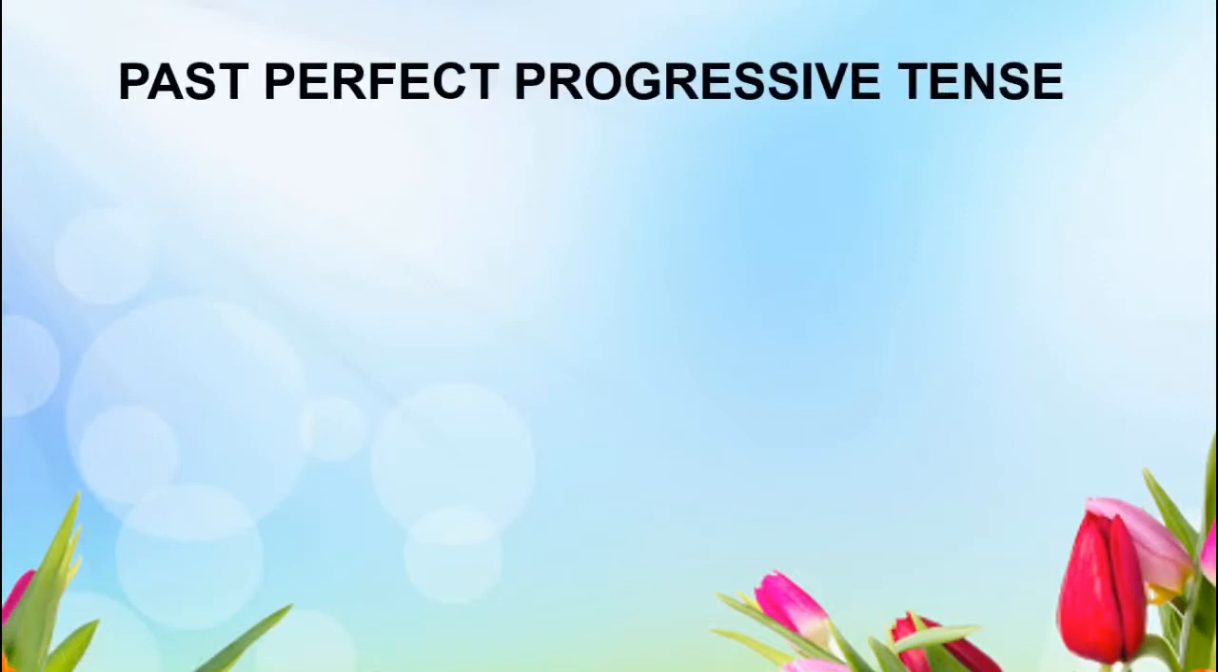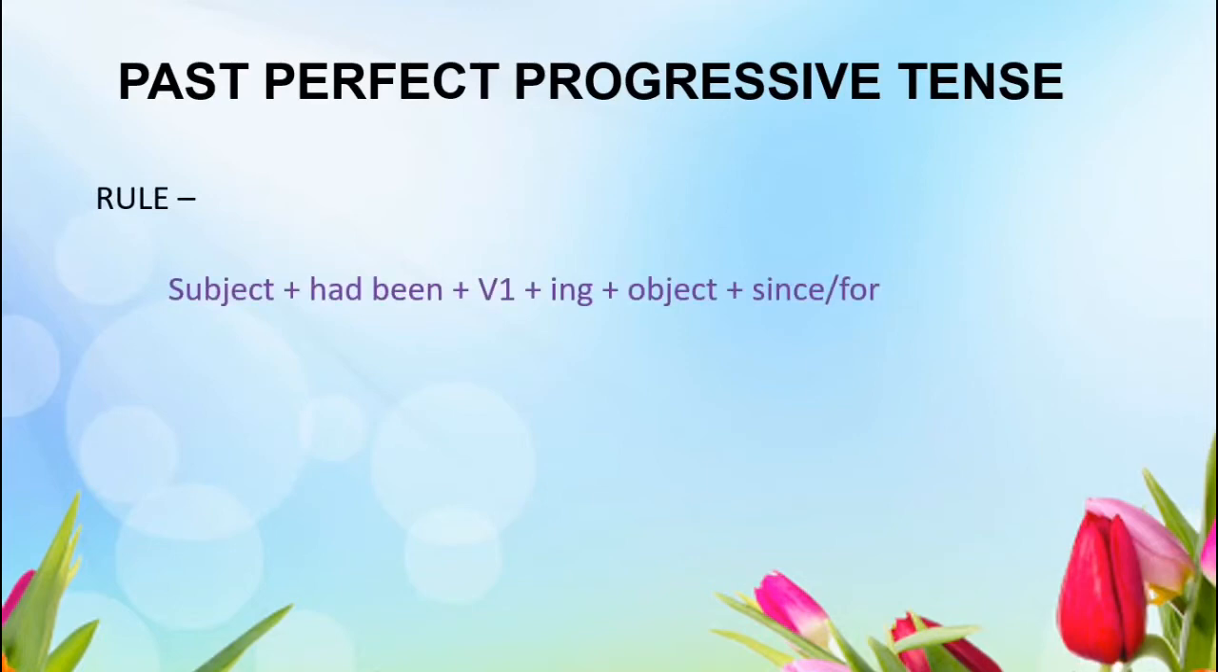Past perfect progressive tense. Let's now understand the rule of writing a sentence in past perfect progressive tense. Subject plus had been plus first form of the verb plus ing plus object plus since or for.